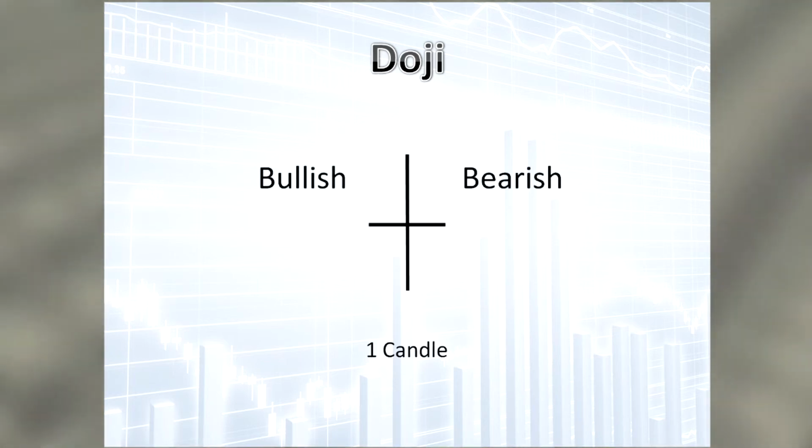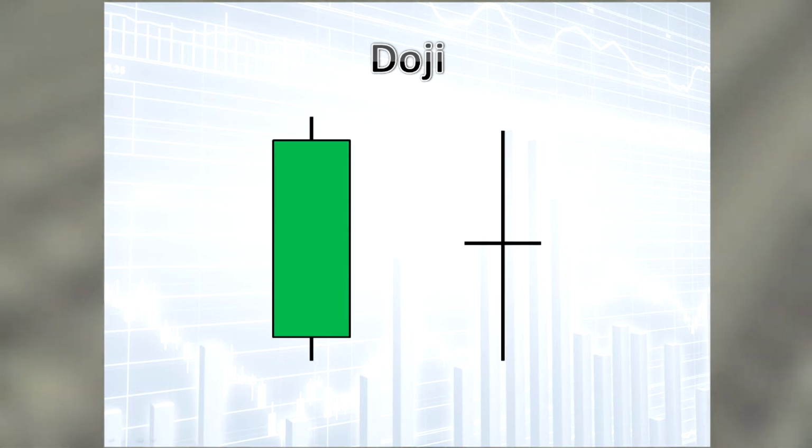If the Doji is situated within an uptrend, it can be considered a bearish reversal pattern, and if it is situated within a downtrend, it can be considered a bullish reversal pattern. So let's talk about the body of the Doji, or rather the lack thereof.